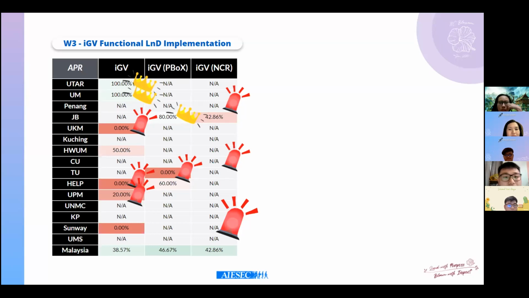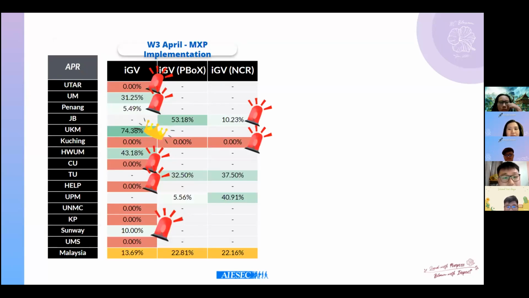Moving on to MXP implementation. This is more about the satisfactions, which I mentioned just now. You can see congratulations to UKM because they have already achieved 74.38% of the implementation, and the rest of the LCs need to catch up. Because your team leaders, even you yourself as VPs, may not have implemented the MXP implementation down to the team members yet. That is why the implementation is either 0 or lower than average.